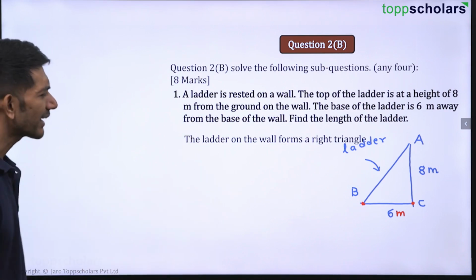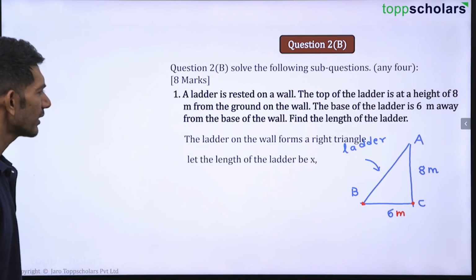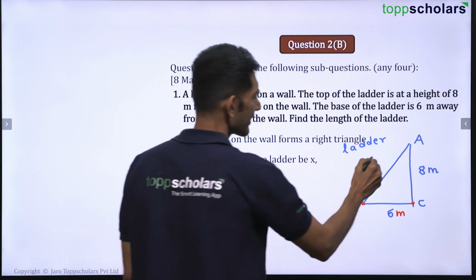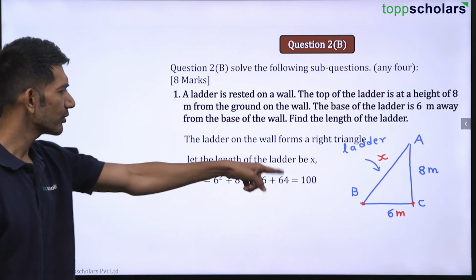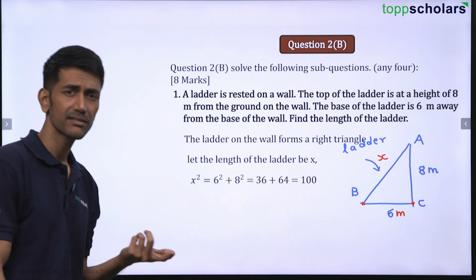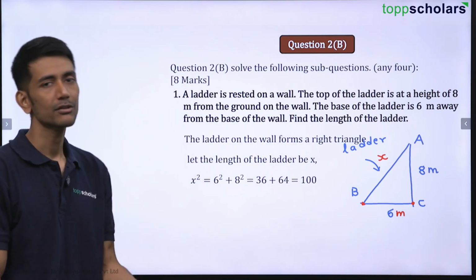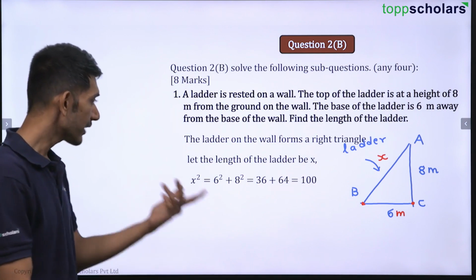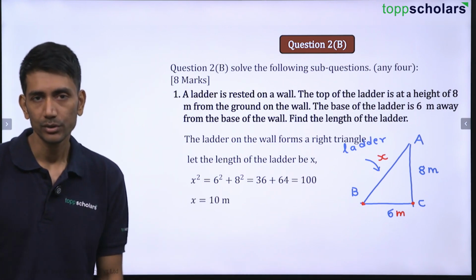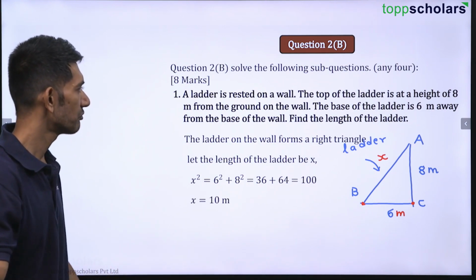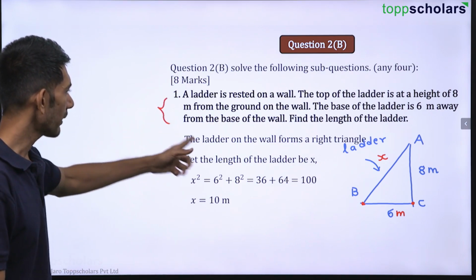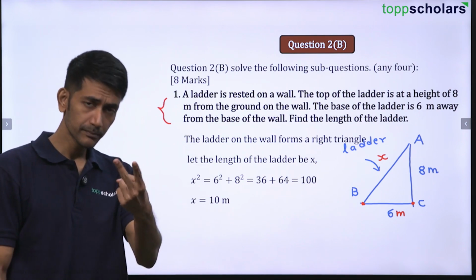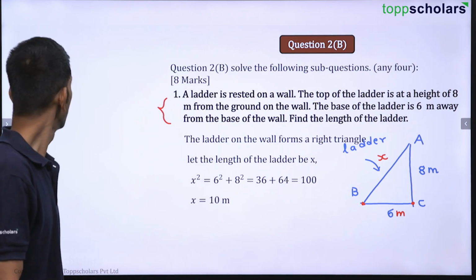So this forms a right angle triangle, and then you are supposed to find out the length of the ladder. I am considering that as x. So clearly we can say that x square is equal to 6 square plus 8 square. 6 square is 36, 8 square is 64, 36 plus 64 is 100, x square is 100. Taking square root on both the sides, x is equal to 10 meters. Very, very simple. Nothing in this, literally. One Pythagoras theorem and you get the answer. And it is asked for 2 marks. Correct? Perfect?